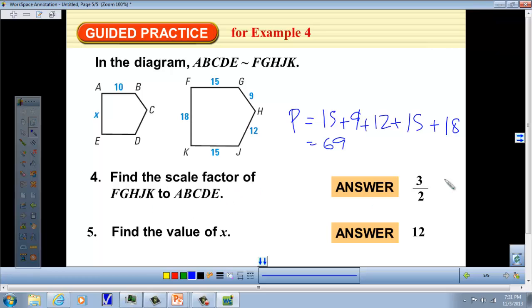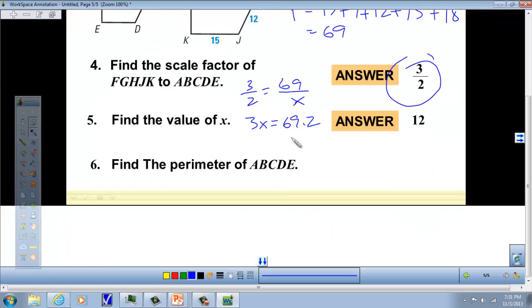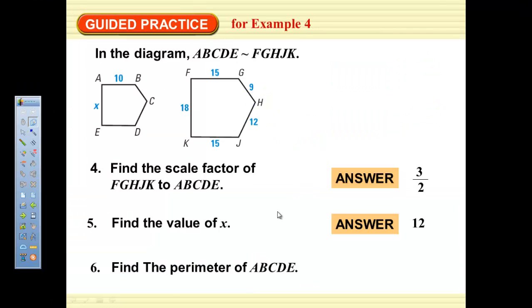And we're going to use our scale factor one more time. We can write 3 over 2 equals 69 over x. We don't even need to know what the other sides are. I'm going to have 3x is equal to 69 times 2. I'm going to divide both sides by 3 here. Dividing both of these, we would get 23 here. So 23 times 2 gives us 46. So the perimeter should be 46. There we go, and we're all set. Thank you.